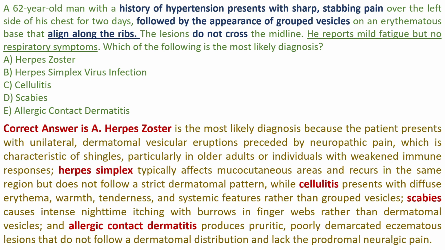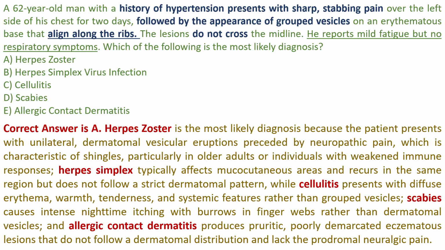Correct answer is A. Herpes zoster is the most likely diagnosis because the patient presents with unilateral dermatomal vesicular eruptions preceded by neuropathic pain, which is characteristic of shingles, particularly in older adults or individuals with weakened immune responses. Herpes simplex typically affects mucocutaneous areas and recurs in the same region, but does not follow a strict dermatomal pattern, while cellulitis presents with diffuse erythema, warmth, tenderness, and systemic features, rather than grouped vesicles.